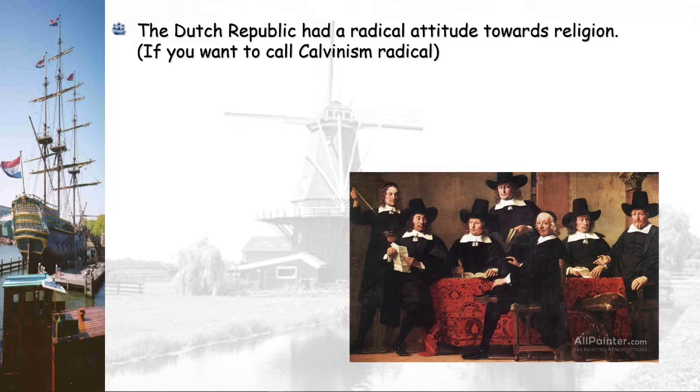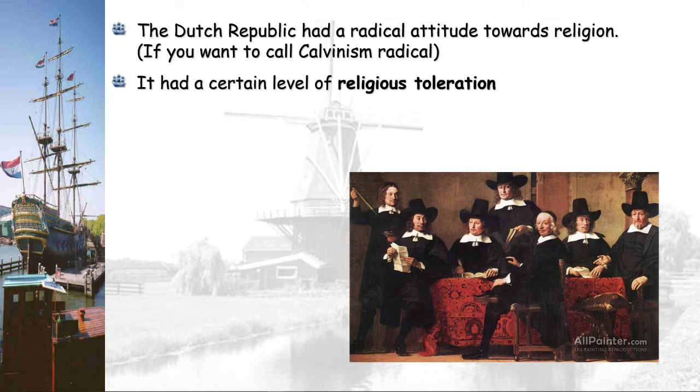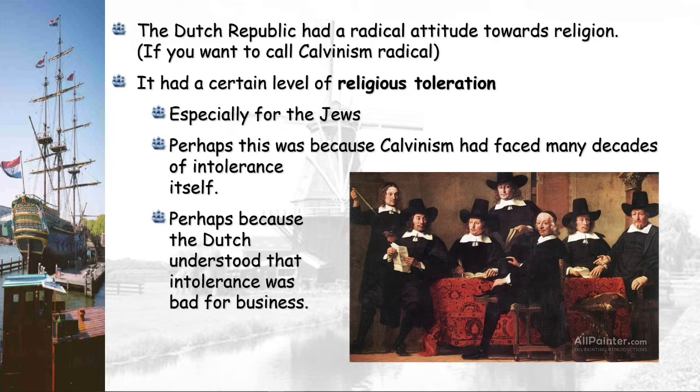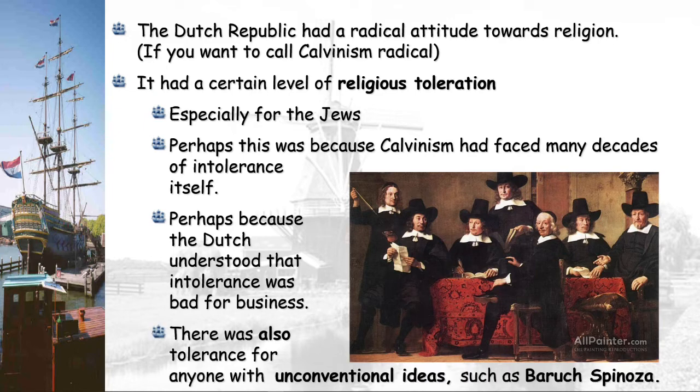The Dutch Republic had a radical attitude towards religion, if you want to call Calvinism radical. It had a certain level of religious toleration, especially for the Jews. And perhaps this was because Calvinism had faced many decades of intolerance itself. Perhaps it was because the Dutch understood that intolerance was bad for business. There was also tolerance for anybody with unconventional ideas, such as Baruch Spinoza.